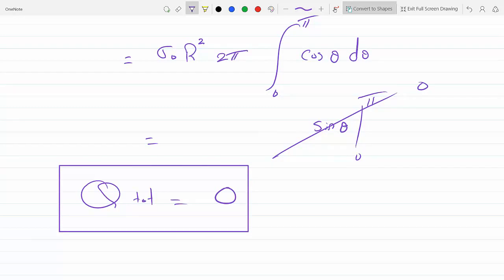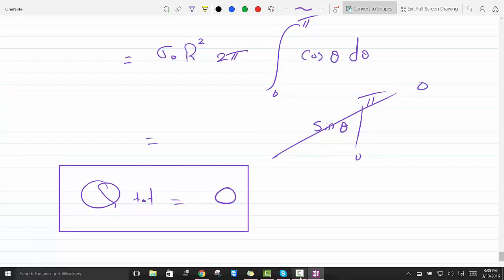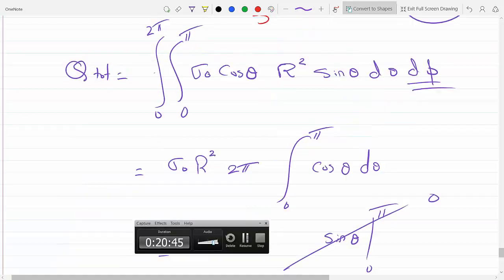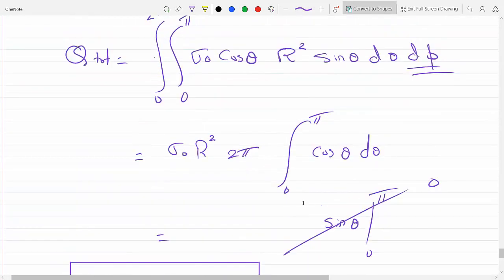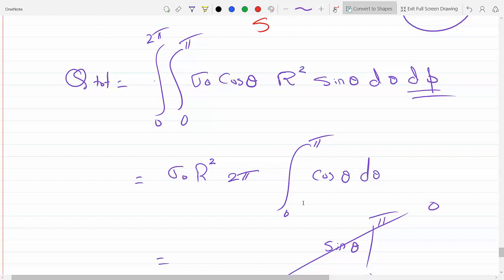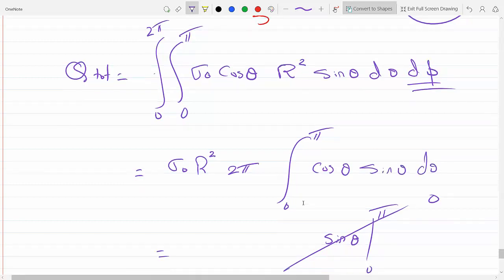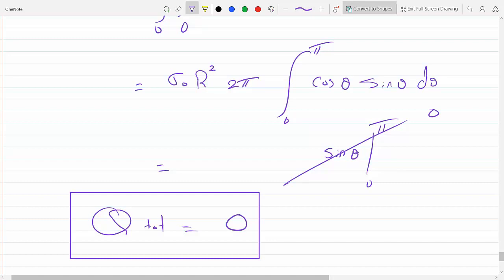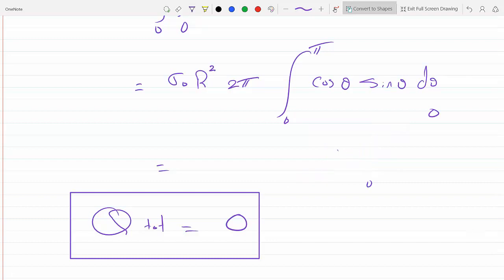Yeah, I treated that like u du, and the total equals 0. Wait, I was wondering why we got... Oh, I forgot my sine term. I treated that like u du, sine theta d theta. So yeah, this is u du. I was wondering how the total charge could be 0, because we do have a surface charge density, so this is sigma 0.